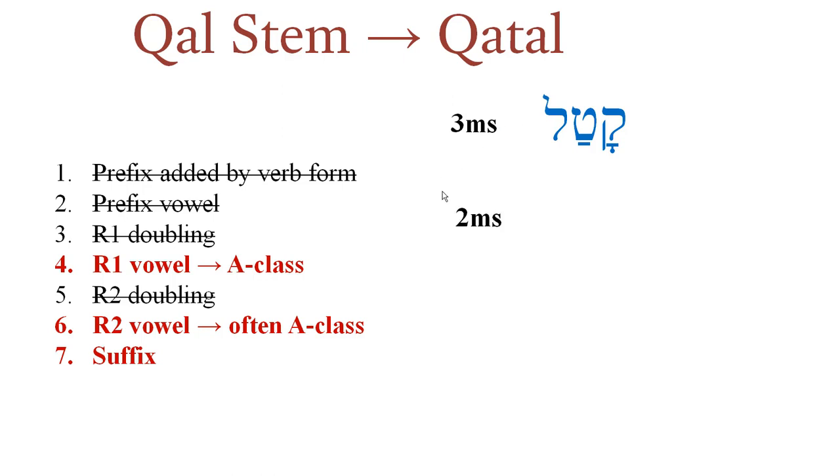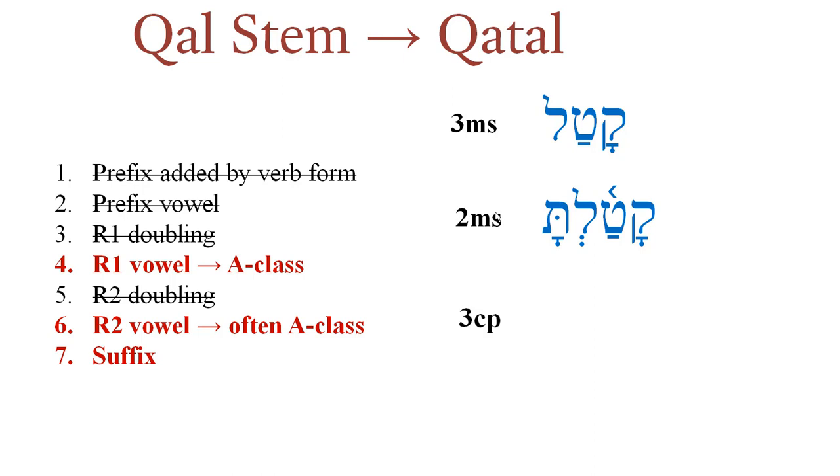Let's look at another example. The Qatal second masculine singular. So this is a Qal stem, Qatal form, second masculine singular. And again, we have nothing coming before it, so no prefix. The R1 vowel is kametz, the R2 vowel is patach, and then we have the suffix here, this ta suffix. That tells us it's second masculine singular.